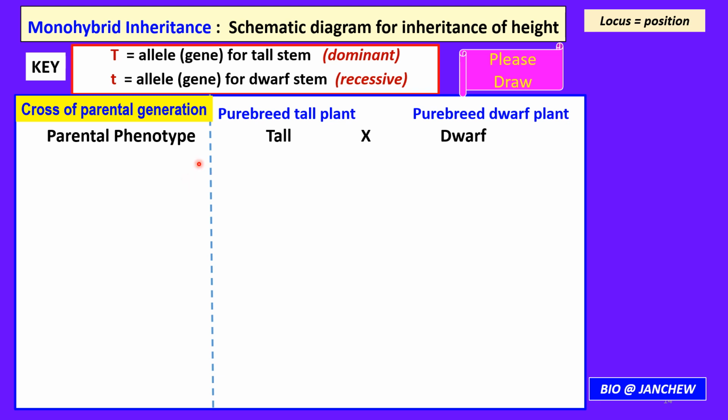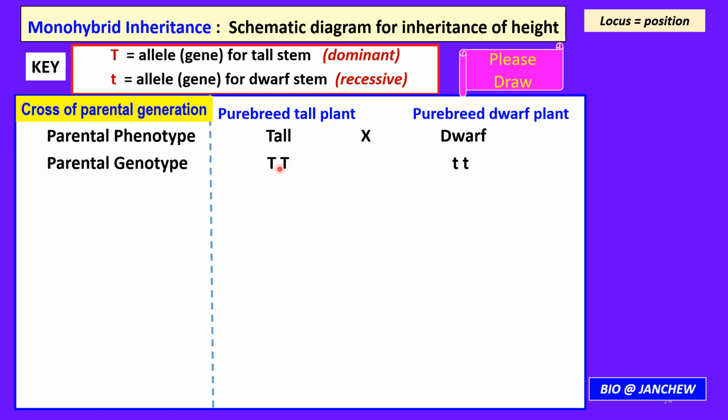How about the genotype? What do we mean by genotype? Genotype is the genetic composition in the cells. Meaning to say, what are the alleles that are found in each diploid cell? So for the pure breed tall plant, it must have at least one allele for tall stem that determines that it is tall, right? So at least one big T.